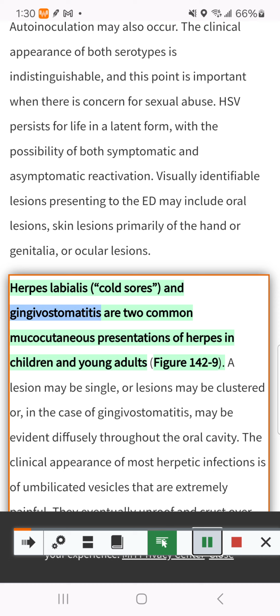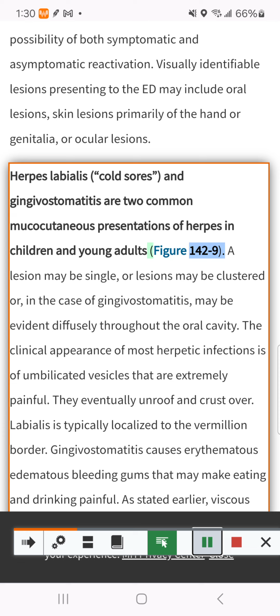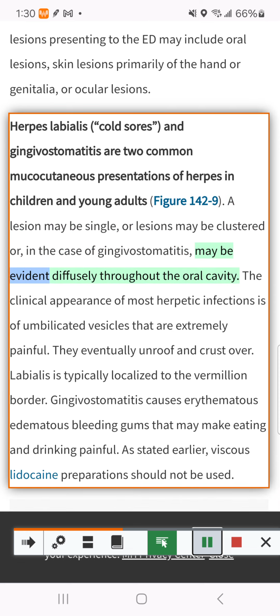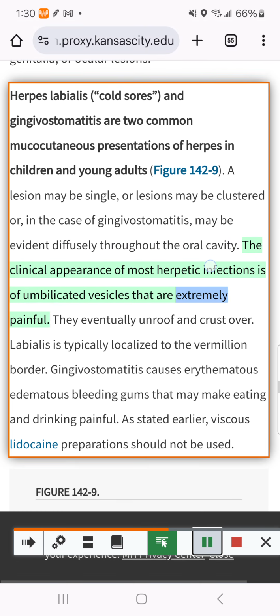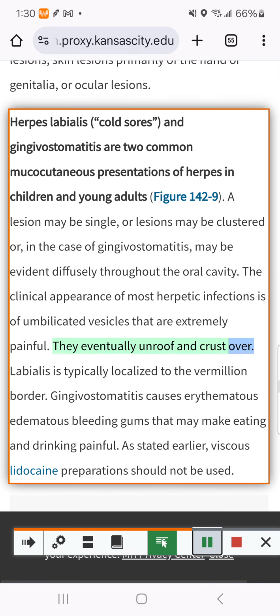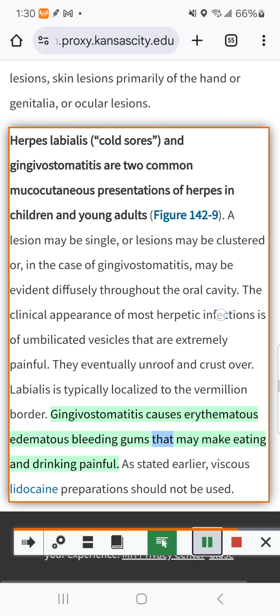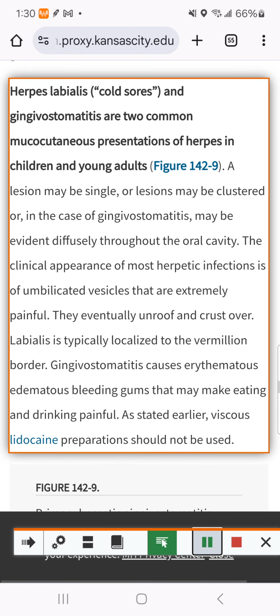Herpes labialis, or cold sores, and gingivostomatitis are two common mucocutaneous presentations of herpes in children and young adults. Figure 142-9. A lesion may be single, or lesions may be clustered or, in the case of gingivostomatitis, may be evident diffusely throughout the oral cavity. The clinical appearance of most herpetic infections is of umbilicated vesicles that are extremely painful. They eventually unroof and crust over. Labialis is typically localized to the vermilion border. Gingivostomatitis causes erythematous, edematous, bleeding gums that may make eating and drinking painful. As stated earlier, viscous lidocaine preparation should not be used.